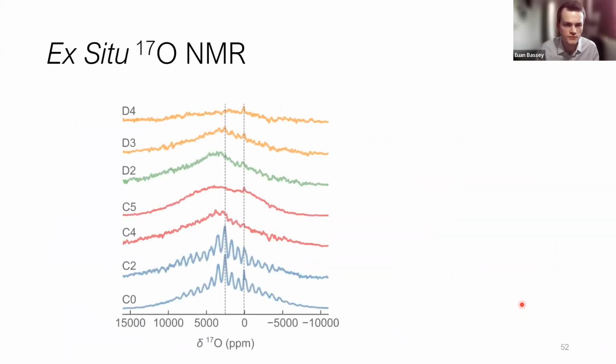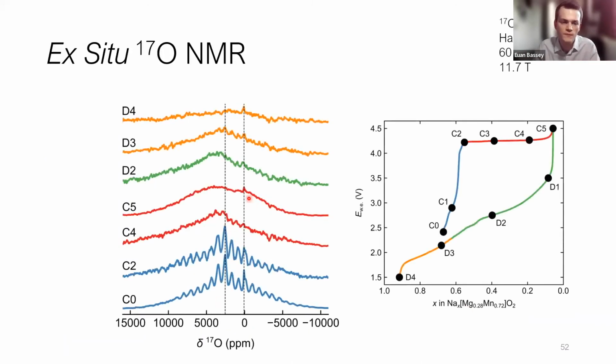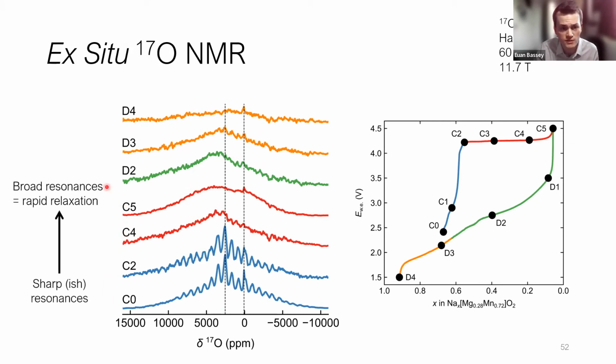And if we go even further and do more enriched 17O NMR, and look at the cathodes as we cycle them, we can see the resonances start off relatively sharp, and then as we generate some of these highly oxidized species, we end up with rapid relaxation and a very, very broad resonance. So again, this is consistent with the charge compensation mechanism we saw.